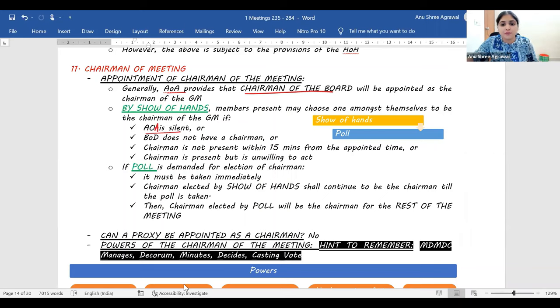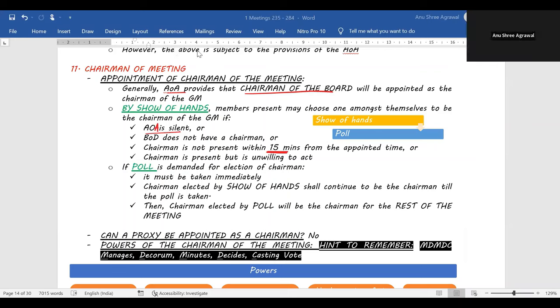How long will we wait for him? We will wait for only 15 minutes. If he does not come within 15 minutes, or he is coming within 15 minutes but is not willing to act, in that case we'll have to appoint a new chairman. How will we choose the chairman? We will choose him by show of hands.